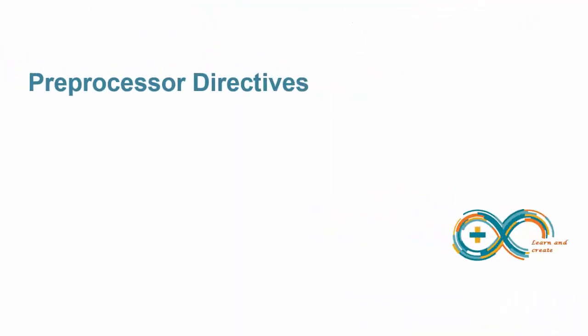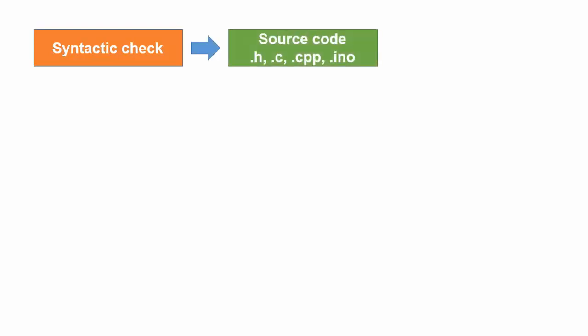Before learning about preprocessor directives, let's discuss what happens when you press the upload button in order to shift your source code from computer's memory to Arduino board memory. Arduino IDE performs something called syntactic check to make sure what you wrote is actually C source code. This is the point at which the compilation will halt in case you misspelled a function or forget a semicolon.